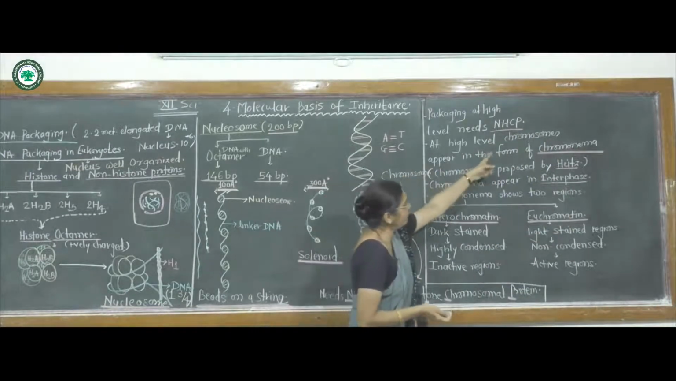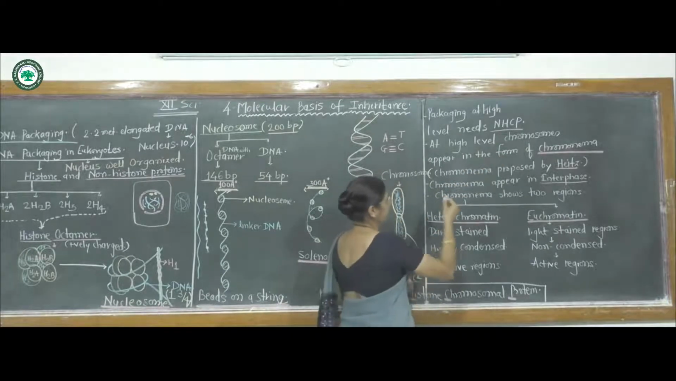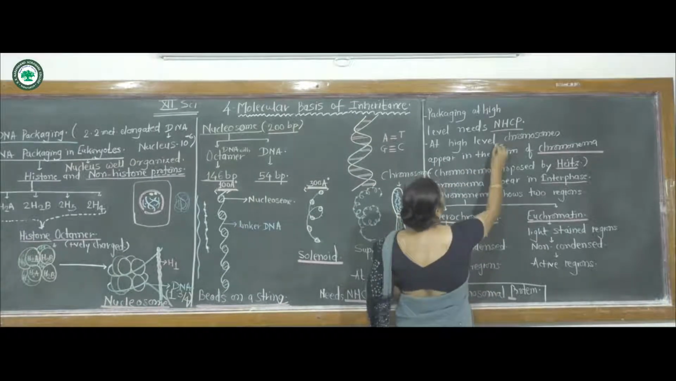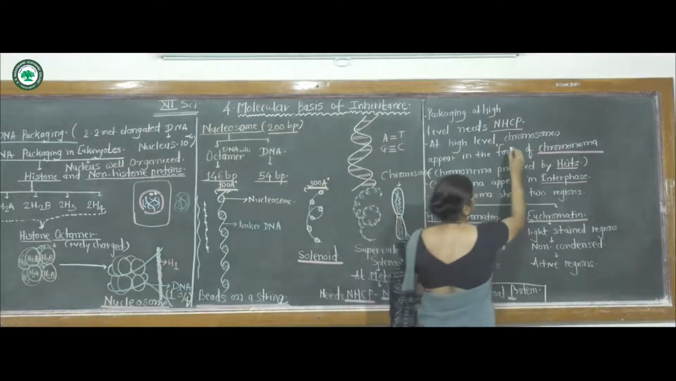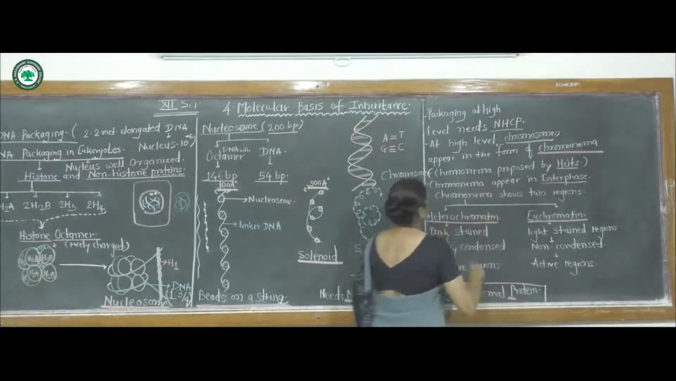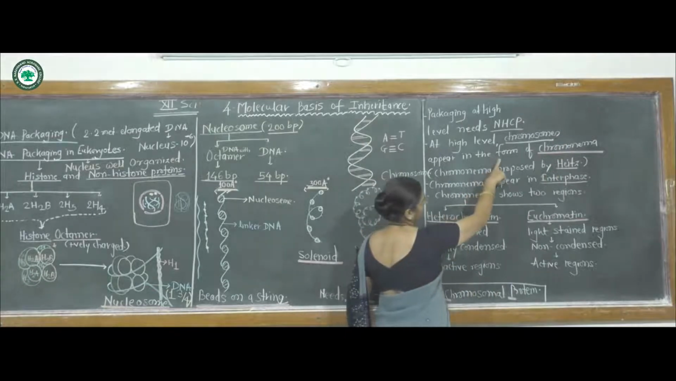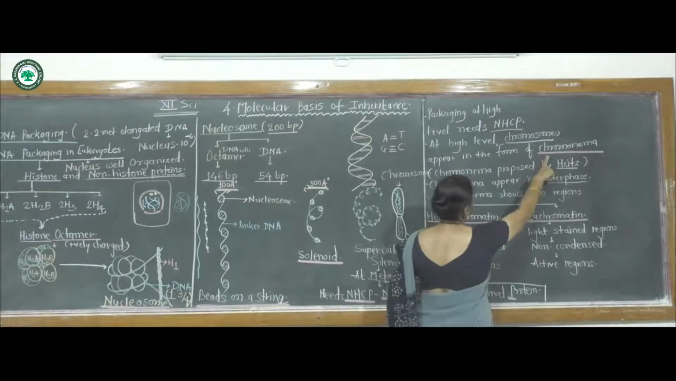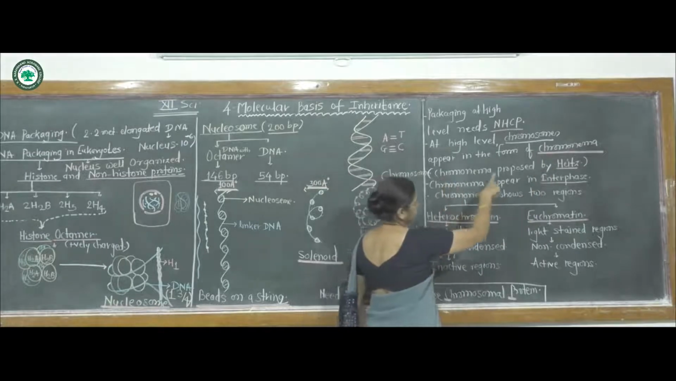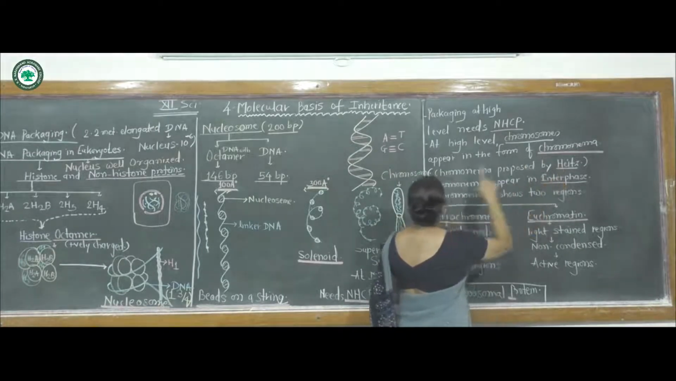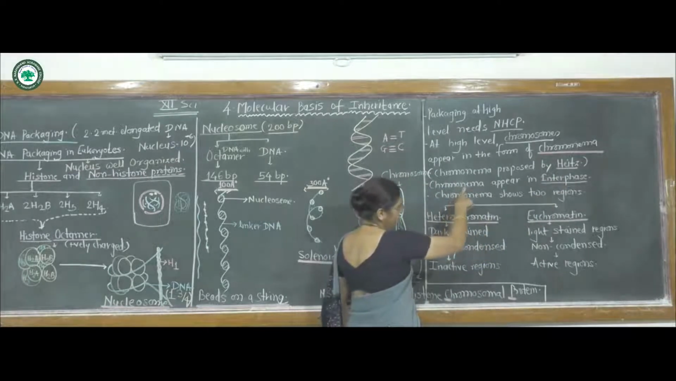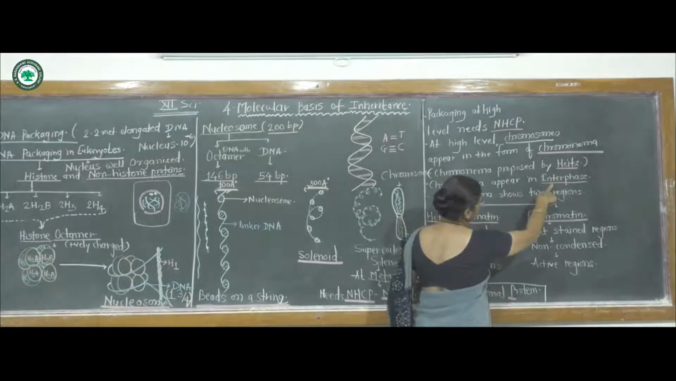At the high level, the chromosomes appear. The chromosomes appear in the form of the chromonema. The term chromonema was proposed by Hertz. The chromonema appears in the interphase.